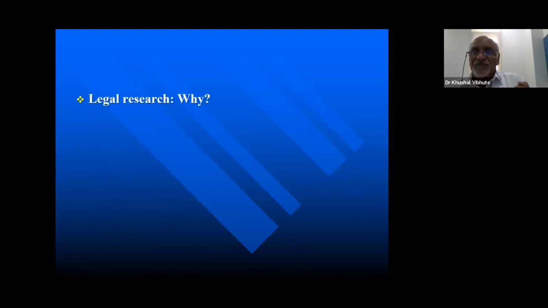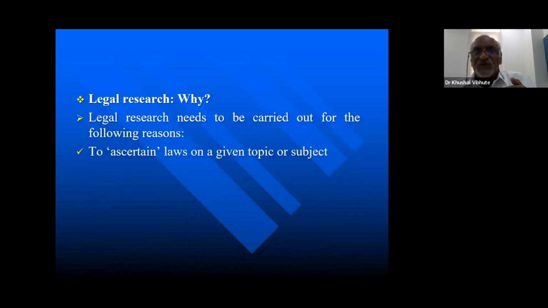Now, the next question is why to undertake legal research? What is the essence or utility of legal research? Legal research may be carried out for a variety of purposes, but I'll just mention a few. Not in order of priority, but generally legal research is carried out for the following purposes. First is to ascertain law on the given topic, ascertainment of law.